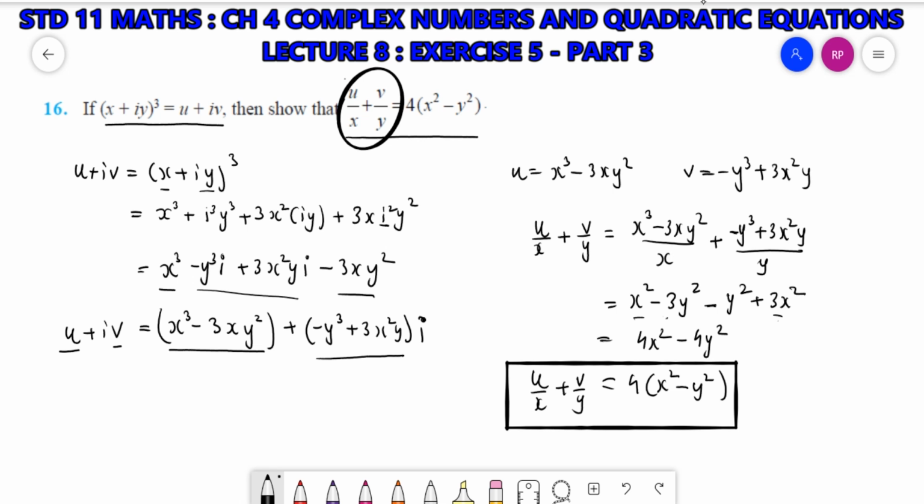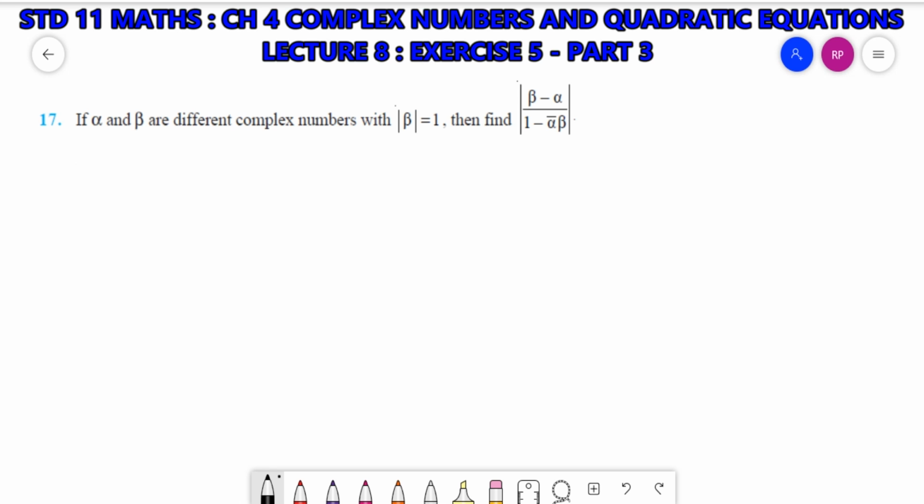Now let's move to the next question. Question number 17. If alpha and beta are different complex numbers with modulus of beta equal to 1, then find the modulus of (beta minus alpha) upon (1 minus alpha bar into beta). Alpha bar means conjugate of alpha. Now see, if modulus of beta is equal to 1, that implies modulus of its conjugate will also be equal to 1, right?